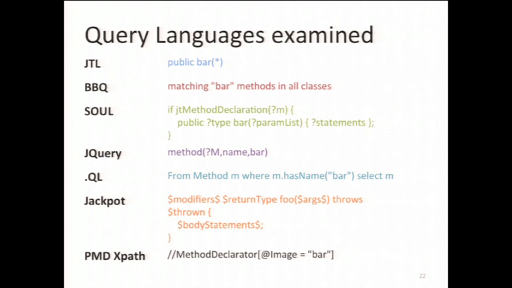So the ones he examined were JTL, BBQ, SOUL, jQuery, QL, Jackpot, PMD, XPath. And here are some example syntax of the respective languages. It's a mixed bunch. They contain a lot of different paradigms. For example, Jackpot is pattern-based, and jQuery is logic-based.